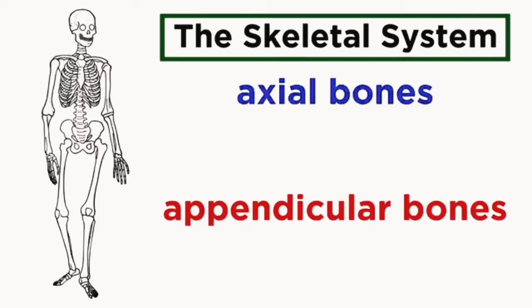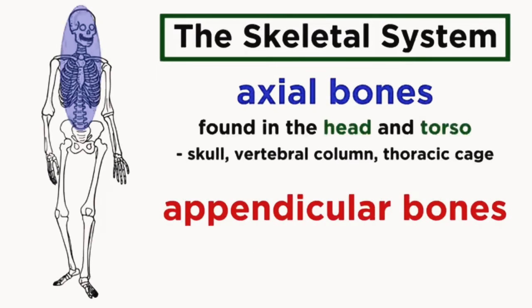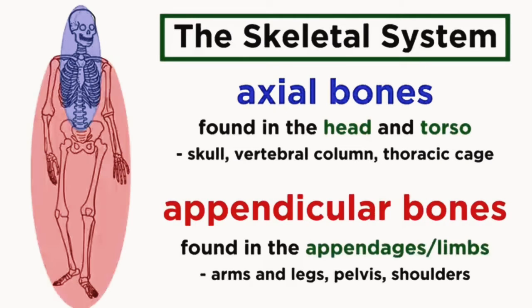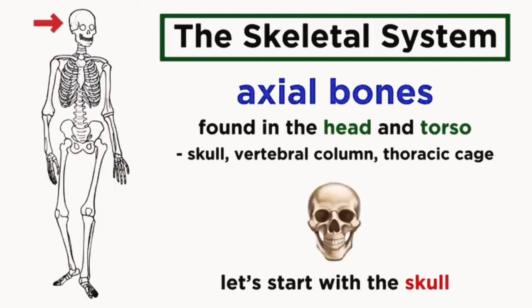As we recall, there are two sections to the human skeleton, those being the axial skeleton, made of the skull, vertebral column, and thoracic cage, and the appendicular skeleton, made more or less of just the limbs. Let's go through the axial skeleton first, starting at the top with the skull.